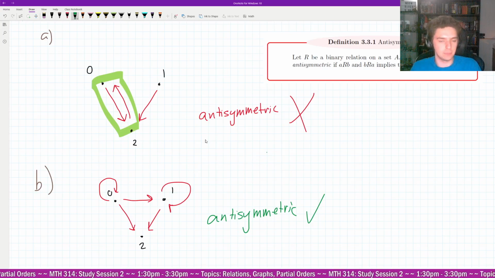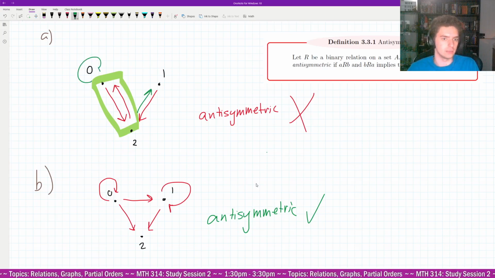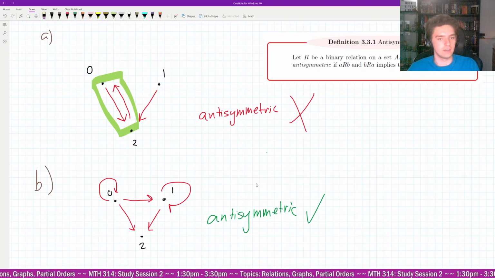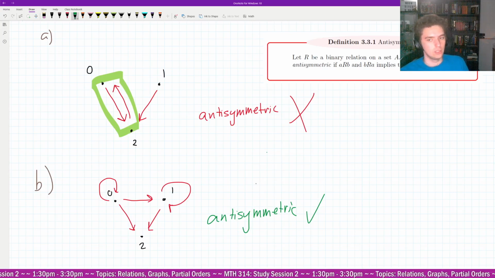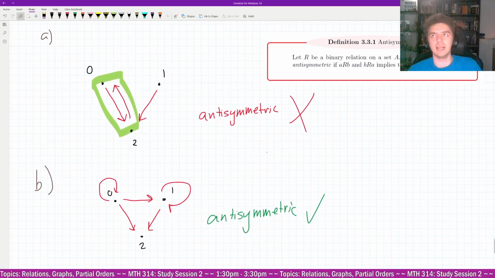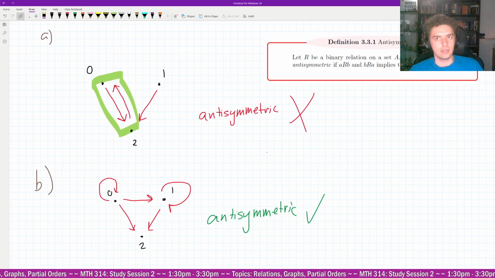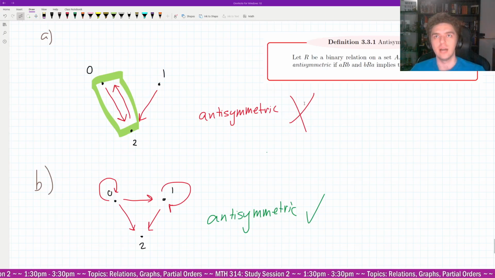But take this example, which is anti-symmetric, and let's say I added this here. Then it would be symmetric. Doesn't have to have that. So this now would be symmetric, but still anti-symmetric. That is just making sure we're able to identify anti-symmetric relations.